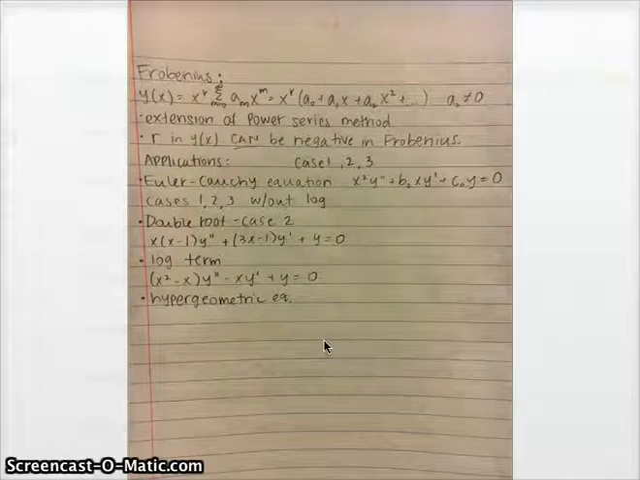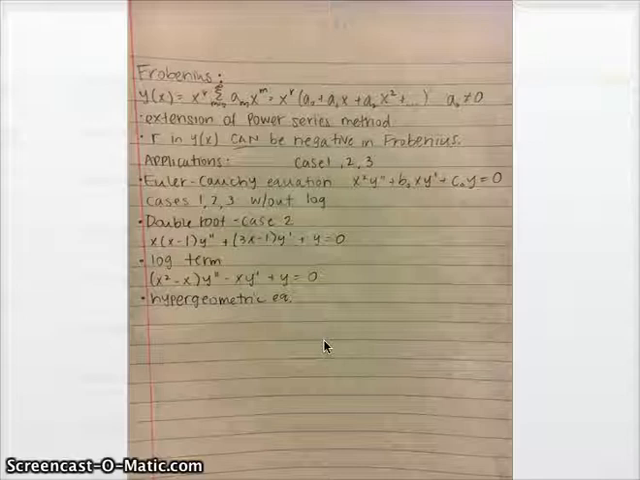And then it also talked about the hypergeometric equation, which can be solved by the Frobenius method, but this chapter didn't talk much about it, it just mentioned it.